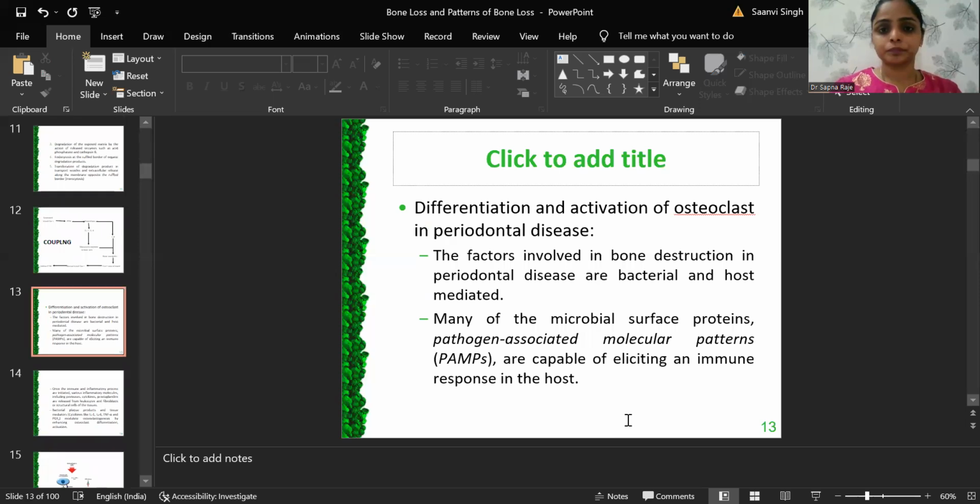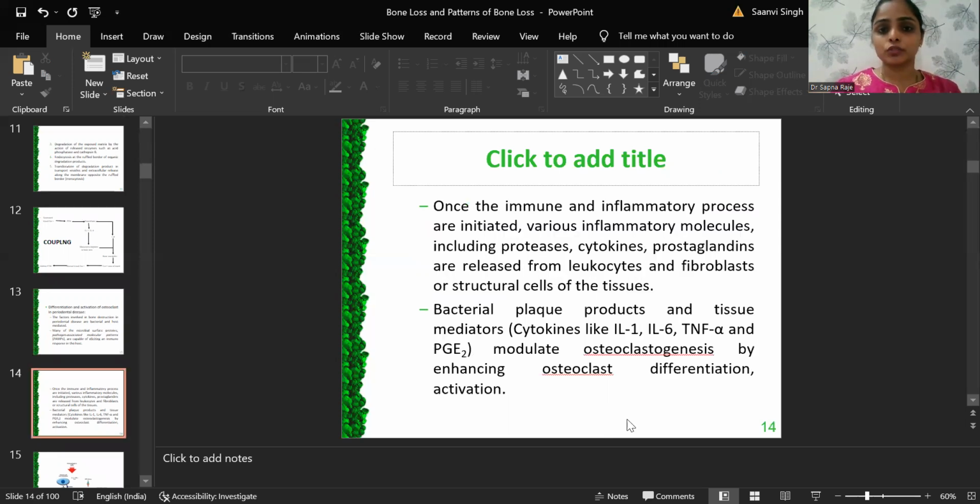The factors involved in bone destruction in periodontal disease are bacterial and host mediated. Pathogen associated molecular patterns are capable of eliciting an immune response. Once the immune and inflammatory processes are initiated, various inflammatory molecules, including proteases, cytokines, and prostaglandins, are released from leukocytes and fibroblasts. Then the bacterial plaque products and tissue mediators like cytokines, interleukin 1, interleukin 6, tumor necrosis factor alpha, and prostaglandins modulate osteoclastogenesis by enhancing osteoclast differentiation and activation.